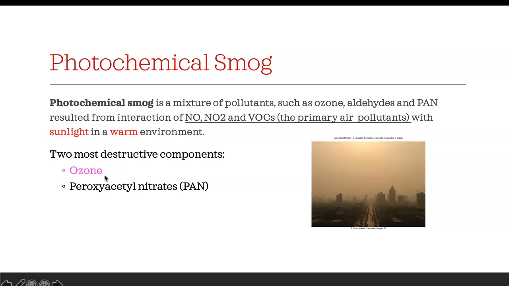That's the products of the reaction involving the primary air pollutants here, which are nitrogen oxides and volatile organic compounds, the hydrocarbons. And I want to point out two very, very important things. Now I'm slowing down, okay? The two very important things: one is sunlight, the other is a warm temperature.